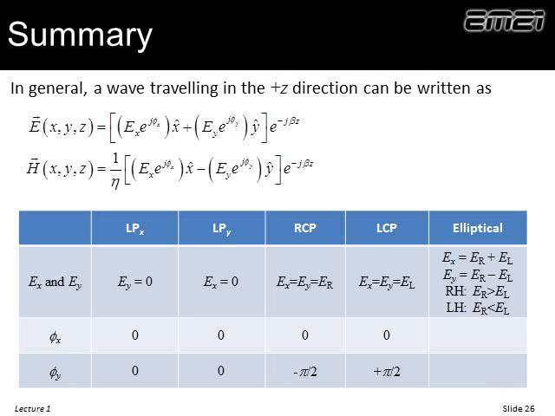We didn't provide a slide here, but anything other than linear or circular is elliptical polarization. And this is just a slide that summarizes all the different polarizations: linear along X, linear along Y, right-hand circular, left-hand circular, and then of course everything else is elliptical.